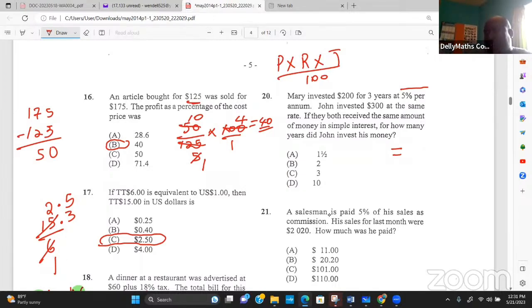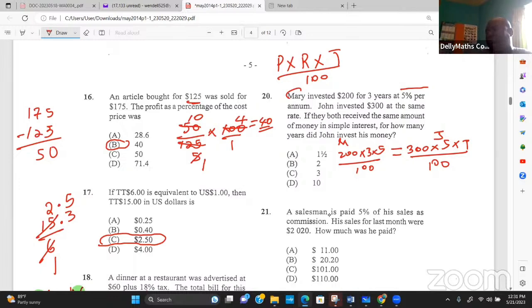So you want to take a quick look at what's going on. Let us set up Mary on the left and John on the right. They would get the same interest. So for Mary, 200 times 3 times 5 over 100, that's Mary's interest, will be the same thing as John, 300 times 5 times some time over 100. What time would it need to match?